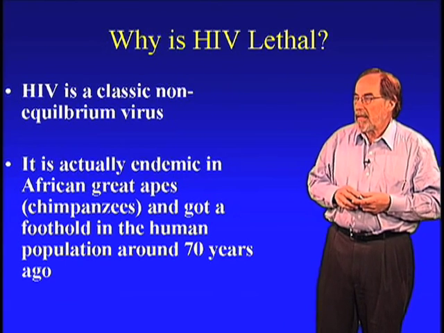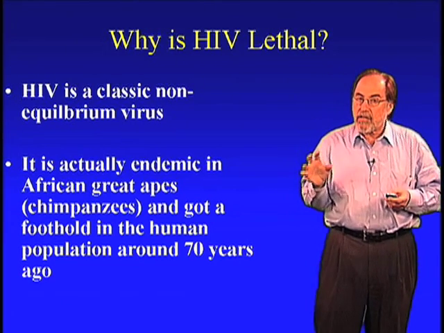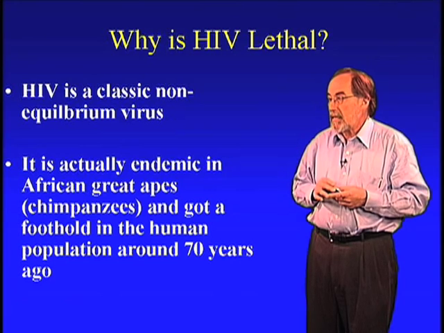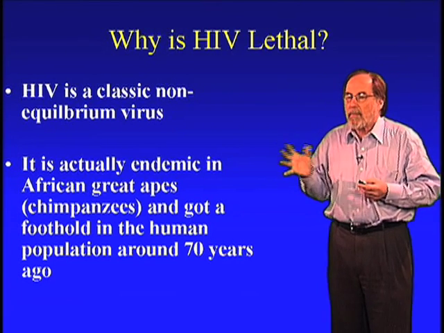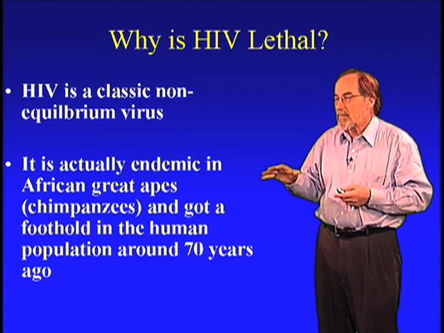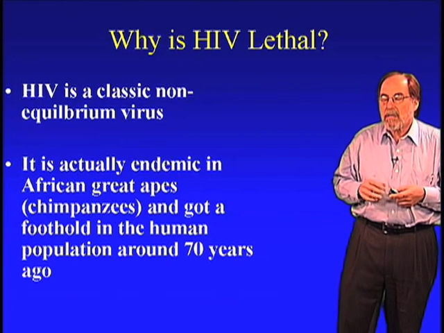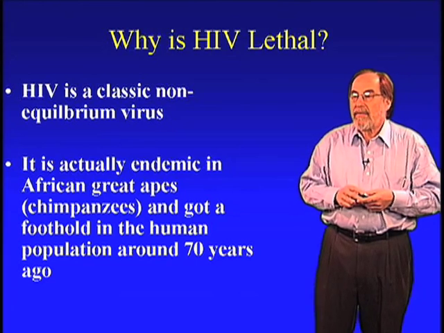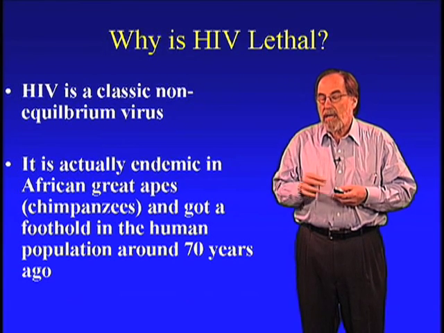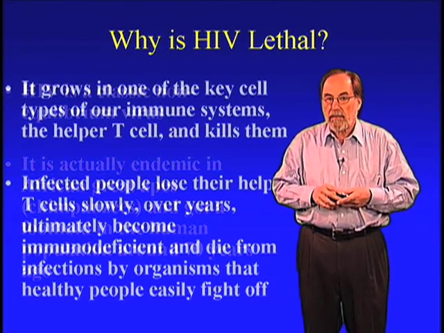So why is this so lethal? Fundamentally, it is a classic non-equilibrium virus. Actually, HIV, or a very close relative of HIV, almost certainly its parental virus, is endemic in Africa in great apes, found in chimpanzees. It got a foothold in the human population some significant length of time ago. Some people say as much as 70 years ago. Probably was spread at very low levels, maybe very inefficiently, and not recognized because it doesn't cause a characteristic disease. It causes things that look like a lot of other things. And then came to the United States, probably on an airplane, around in the 1970s, and started killing people in numbers that were large enough that they were recognized by physicians in the late 1970s.